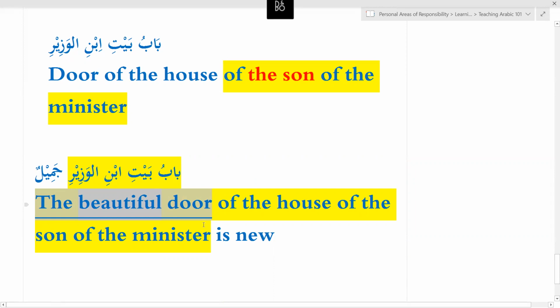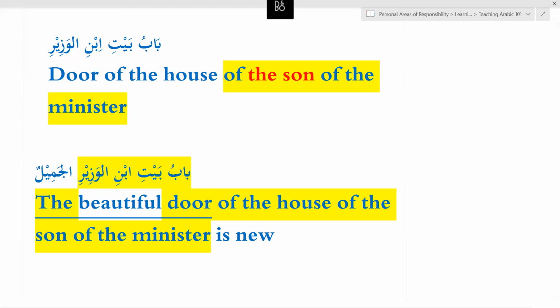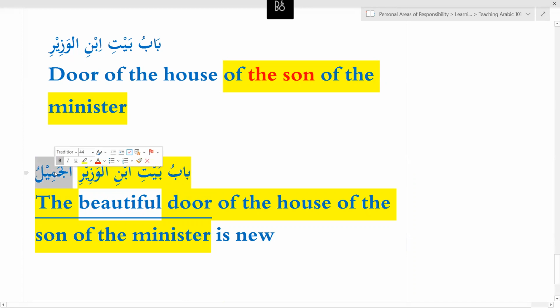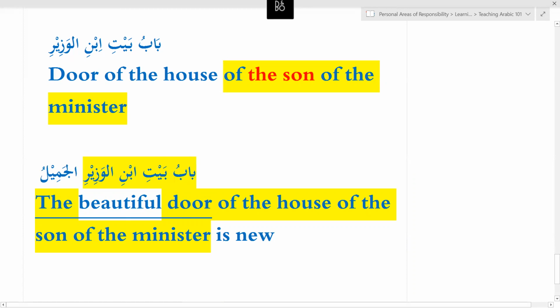Al Babu Jamilu. No, I don't know. Correct. So I'll make the Jamilun into Al Jamilu. So this would make it the beautiful door, because Al Jamilu will meet now with the Babu. So this becomes the beautiful door. This Al will be Jamilu, Al Jadidu. Al Jadidu means it becomes the beautiful new door.